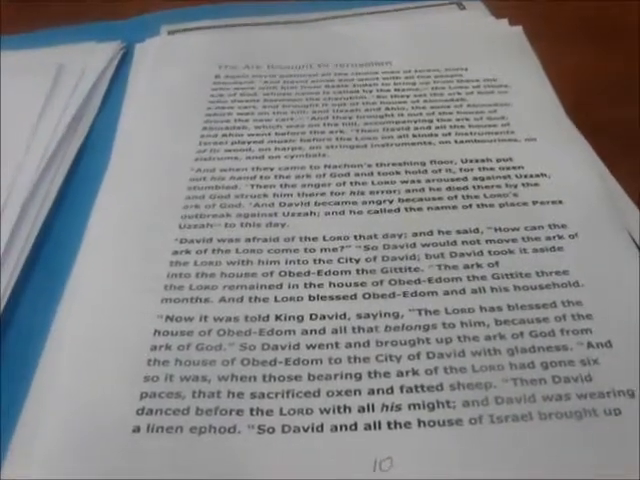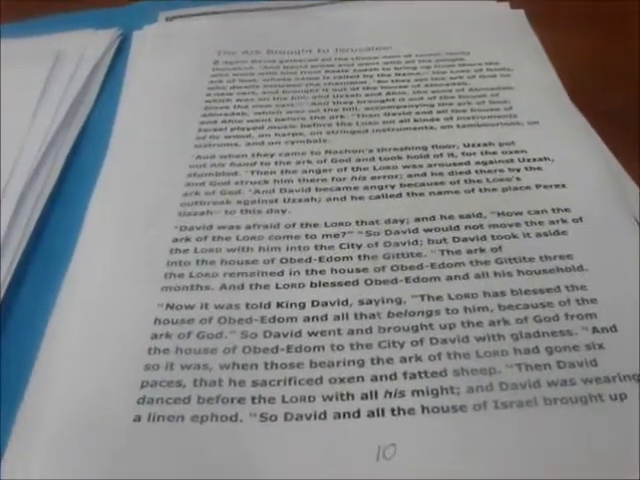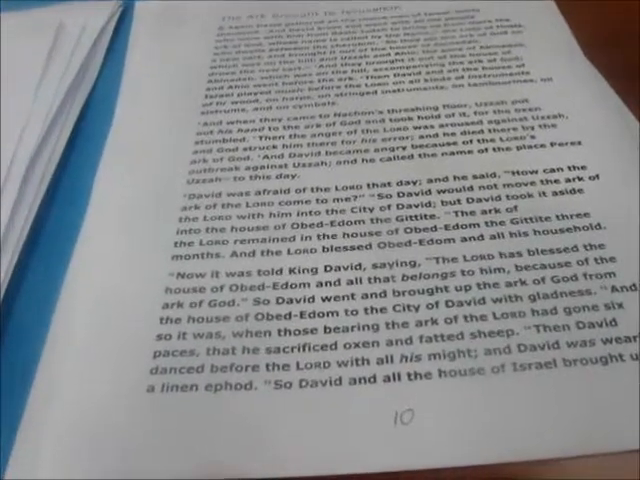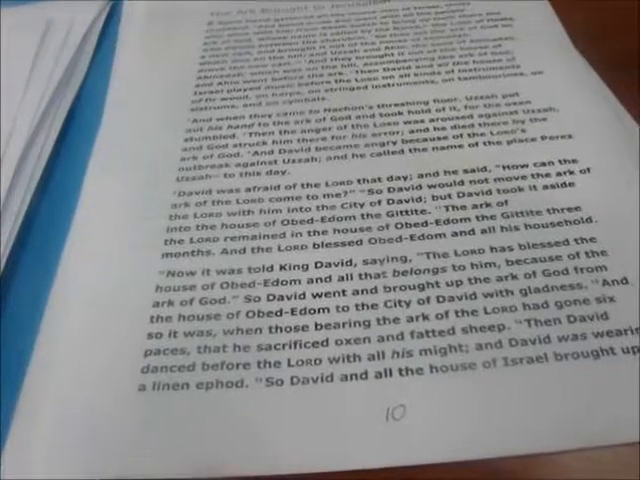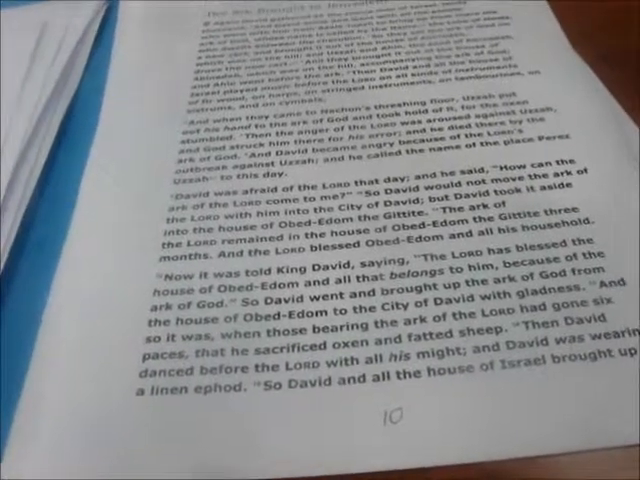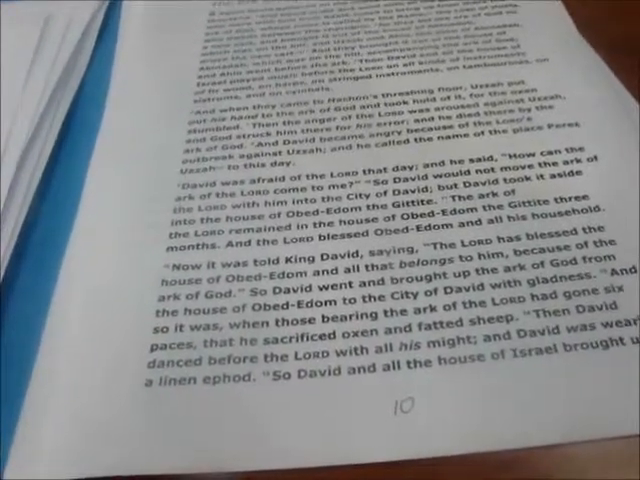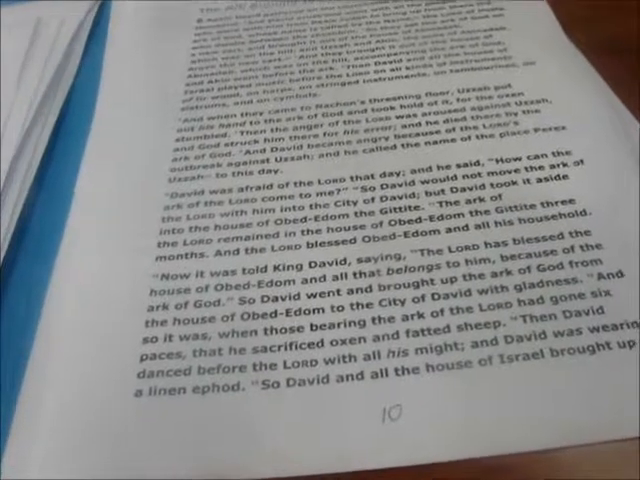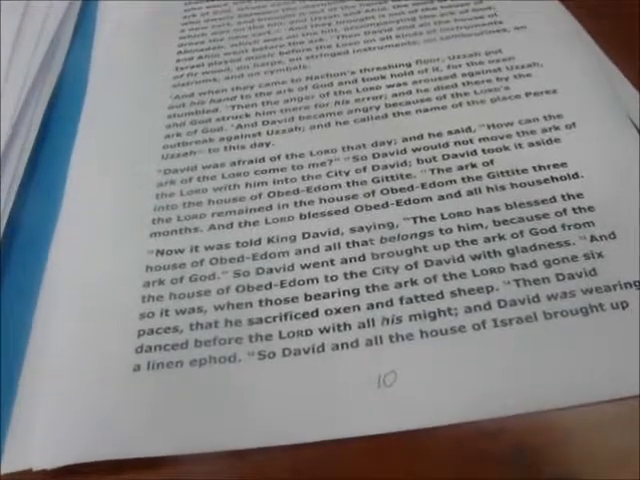And when they came to Nahon's threshing floor, Uzzah put out his hand to the ark of God and took hold of it, for the oxen stumbled. Then the anger of the Lord was aroused against Uzzah, and God struck him there for his error, and he died there by the ark of God. And David became angry because of the Lord's outbreak against Uzzah, and he called the name of the place Perez Uzzah to this day. Very good.